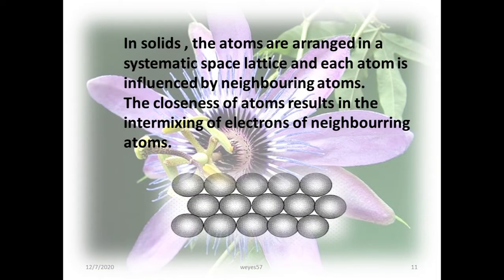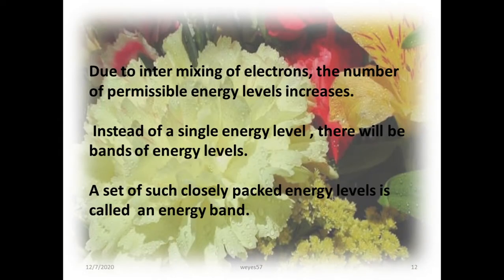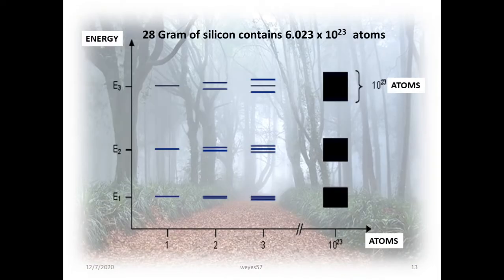In a solid material, all the atoms are closely and systematically arranged, and due to this, the energy levels of the individual atoms are influenced by the neighboring atoms. Therefore, instead of individual energy levels, you get closely packed energy levels, which are called energy bands. For example, 28 grams of silicon contains 6.023 times 10 to the power 23 atoms, that is Avogadro's number.